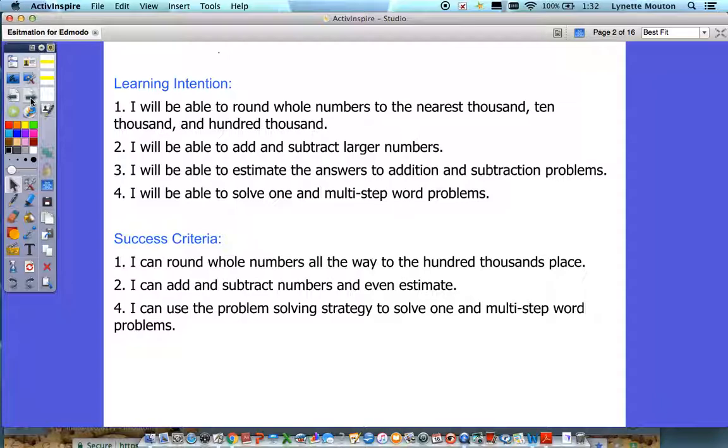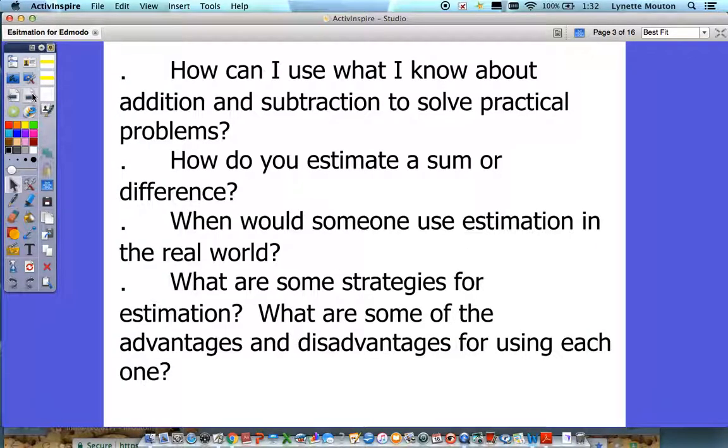And here's our learning intentions. Remember that we're using all of these skills together. I know it's a lot to cover, but unfortunately this is a power-packed SOL, but we can do it. So we're going to be rounding, adding and subtracting, and even estimating and solving both one-step and multi-step word problems. Keeping these questions in mind, here's one of the big ones.